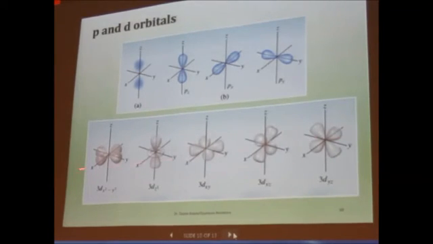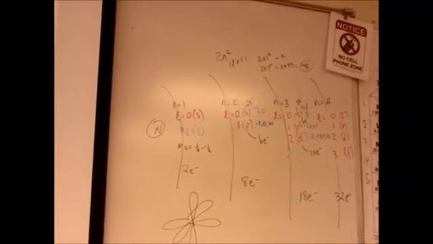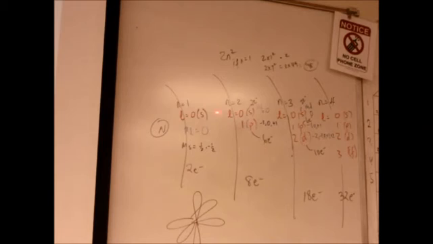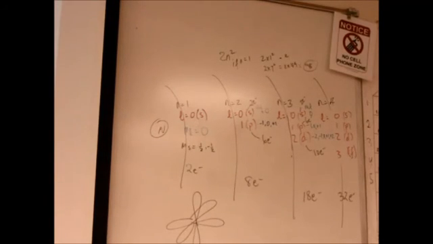D gets more complicated. Now remember, you will not find D in shell number 1, because for D to exist, you have to have L equal to 2. Are we good? Yes. L has to be 2 in order for D to exist, and L cannot be 2 in either shell number 1 or shell number 2. So there's no D there.